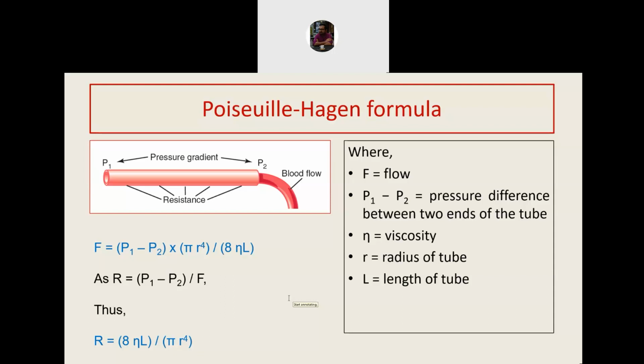What is interesting here is you can note that the resistance will change by the fourth power of the radius, which means if the radius of the vessel becomes 2 times, then the resistance of the vessel, being inversely proportional, decreases by 2 to the power 4 times, that is 16 times. This is why the diameter of the blood vessel or the vasomotor tone is one of the most important determining factors of flow of blood.